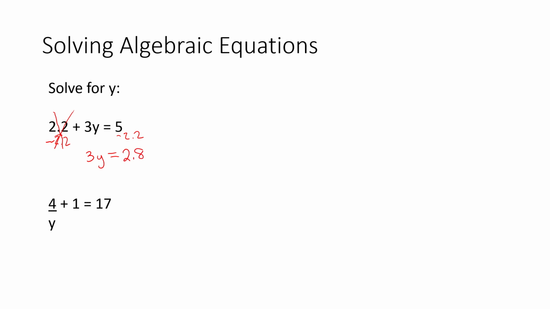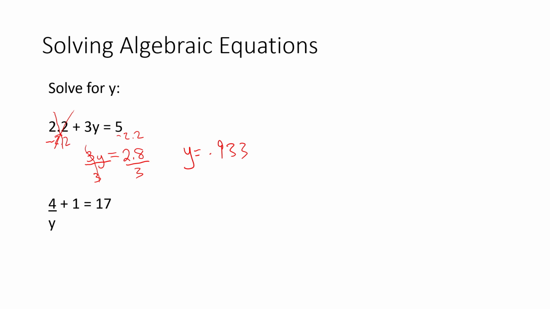So now I want to isolate the y. I want y to be all by itself. So in this instance, I have to divide by 3 to get rid of that 3. And because I divided by 3 on this side, I'm going to have to divide by 3 on this side. So 2.8 divided by 3 is 0.9333333. So the answer for this one is y equals 0.933 rounded.